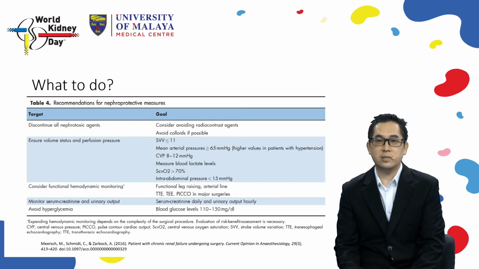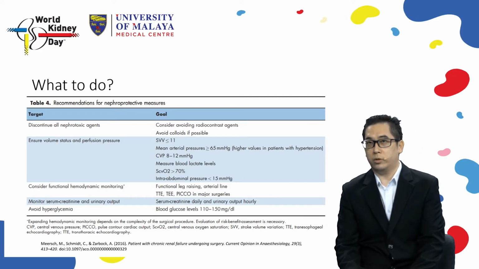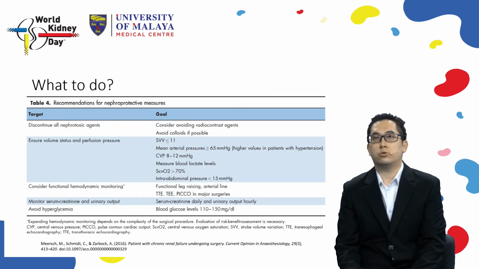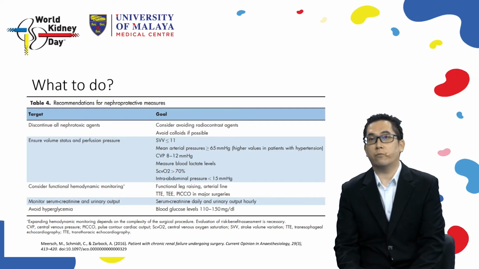All these basically just reiterate that volume status is very important perioperatively. You should make sure that the patient is euvolemic prior to any surgical procedure. And you can consider functional hemodynamic monitoring like echocardiogram or arterial line monitoring. And of course, monitoring of serum creatinine and the urine output is very important. And try to avoid hypo- or hyperglycemia.